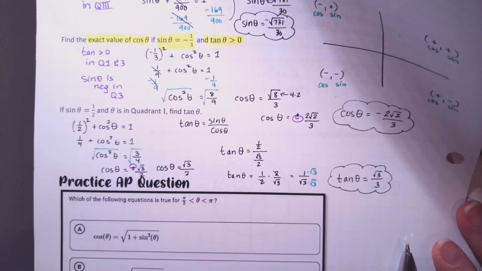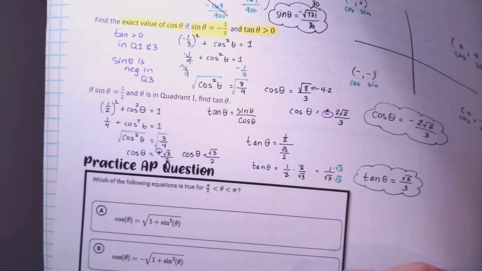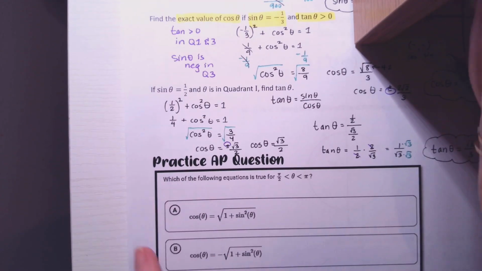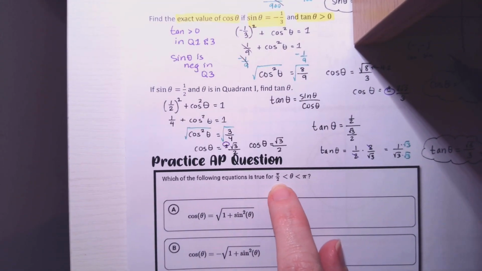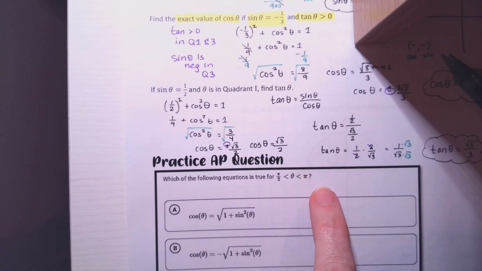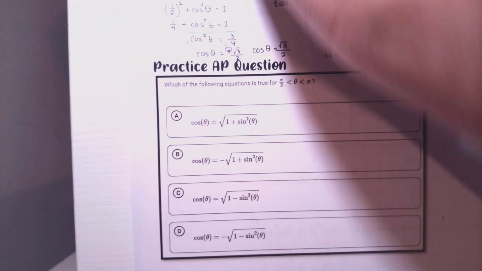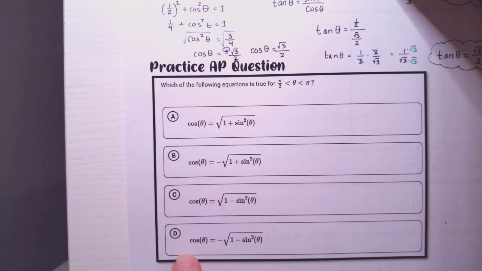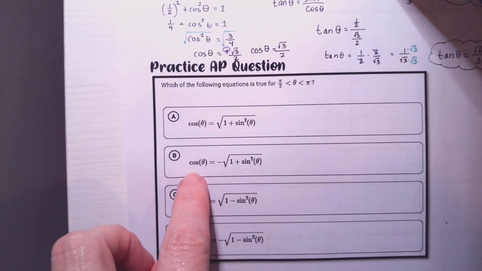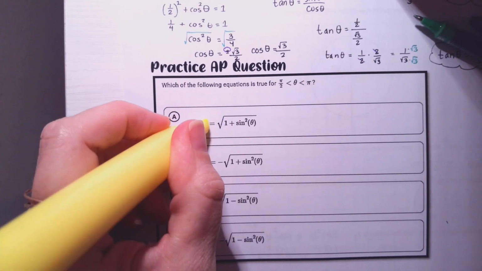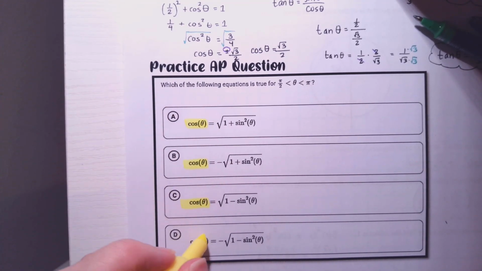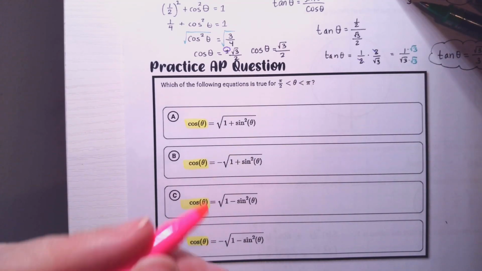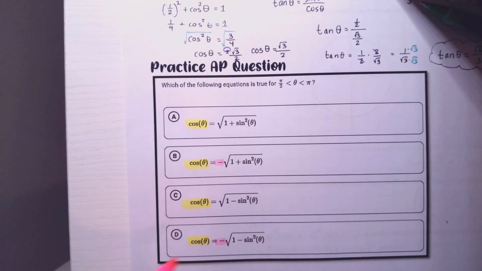All right, next up, practice AP question. Which of the following equations is true for pi over 2 is less than theta, which is less than pi? If you look at all these answer choices, they're all some version of this Pythagorean identity, but solved for cosine. Other things I notice: 2 of them are negative, 2 of them are positive. I'm going to highlight that so I pay attention to it.